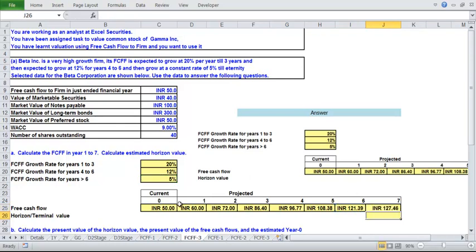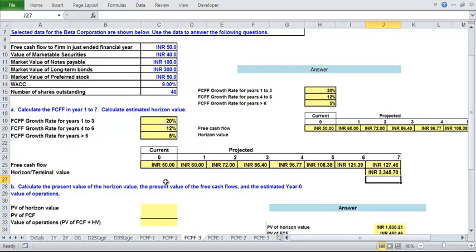Okay. Now we have to compute the horizon value at t equal to 7. So if I have to compute the horizon value at t equal to 7, I am going to use the free cash flow at t equal to 8, which will be this into 1 plus 5%, divided by WACC minus g, where WACC is 9% minus the growth rate of 5%. So this gives me the terminal value.